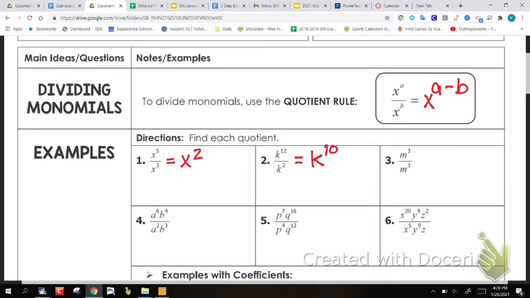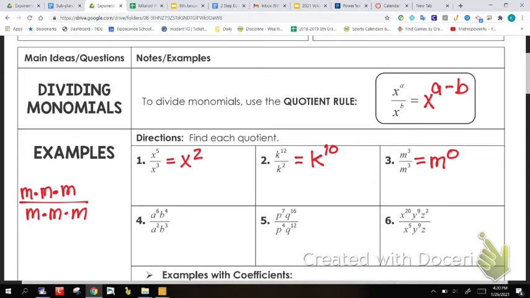Now 3 is a little different. When I use my quotient rule, the base stays the same, and then I'm going to subtract the exponents. I get m to the 0. Now this is not completely finished. If you look out here to the side, m to the third would mean I'm multiplying 3 m's together. Same thing in the denominator.